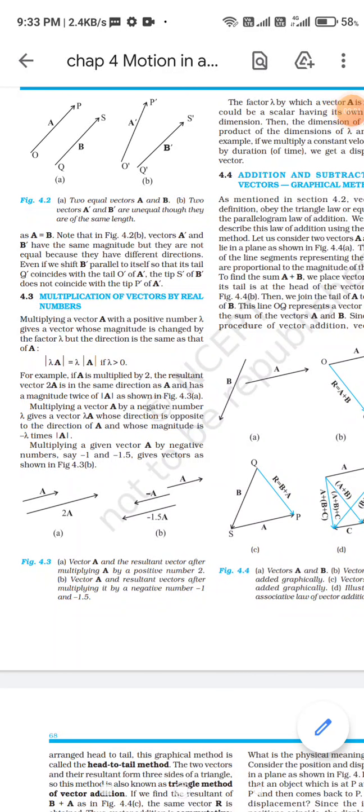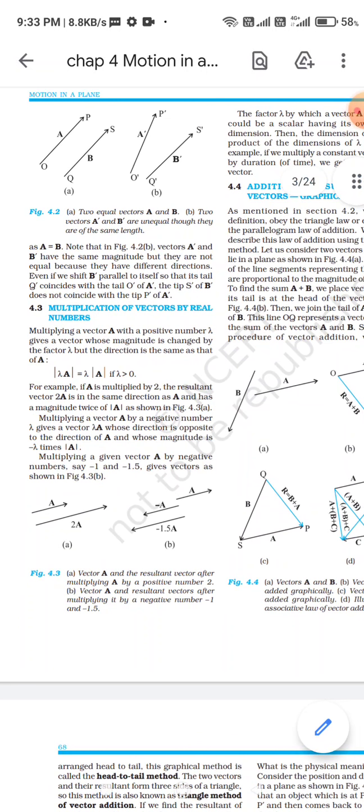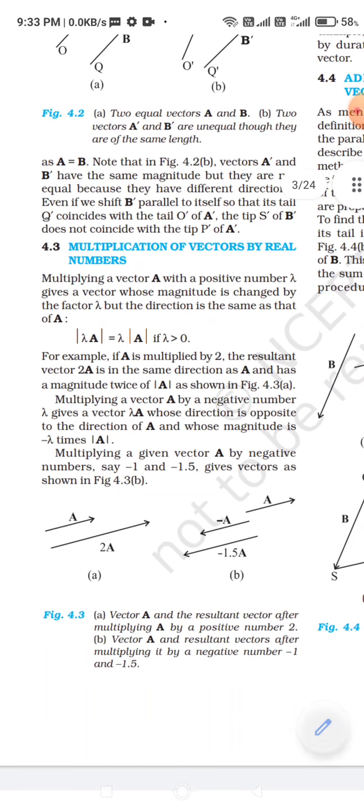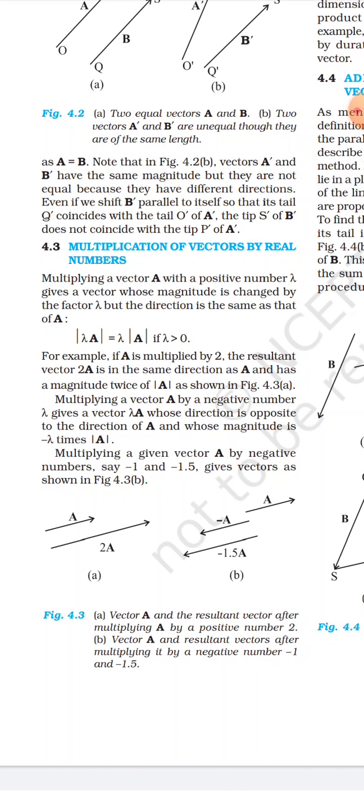Good evening. In this video, we are going to learn how the multiplication of a vector with a real number takes place. If we take a real number, lambda, and multiply it with a vector a, then in magnitude, mod of lambda a will be equal to lambda times mod a. And this is possible when the real number is positive.